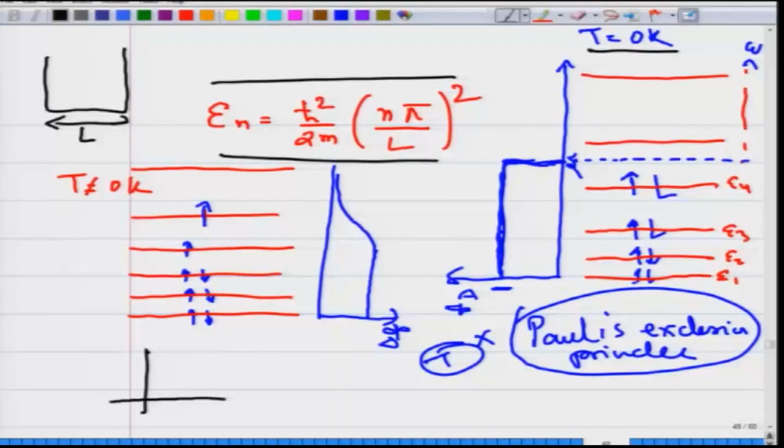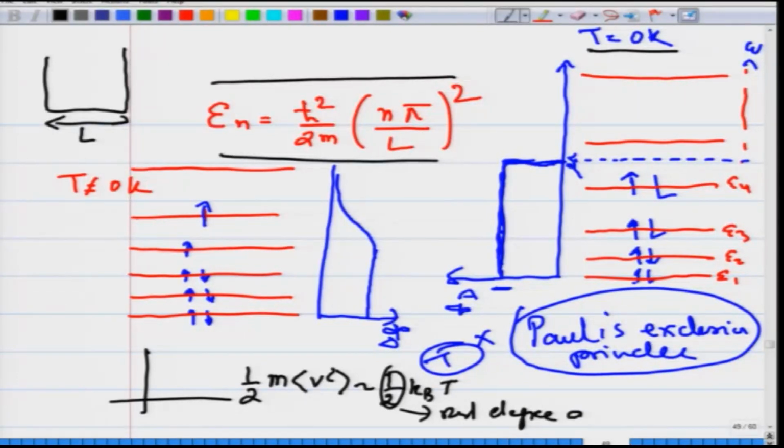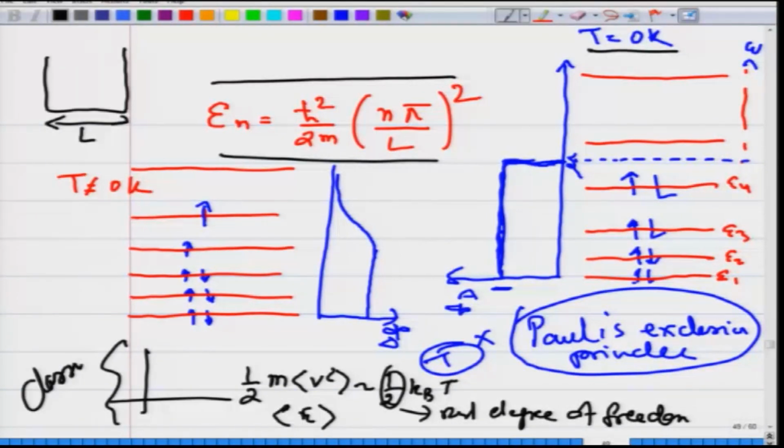Whereas, if you recall in the Maxwell distribution, Maxwell's distribution gave us a relationship that the average energy would be half kBT per degree of freedom. The average energy is governed by the temperature; it is very much a function of temperature. This was the classical situation, which was there in Drude's picture, which we have to avoid.